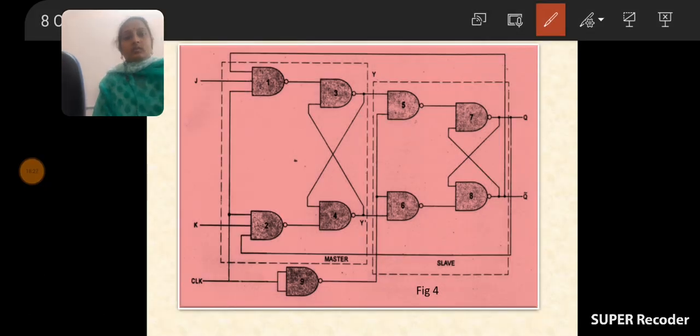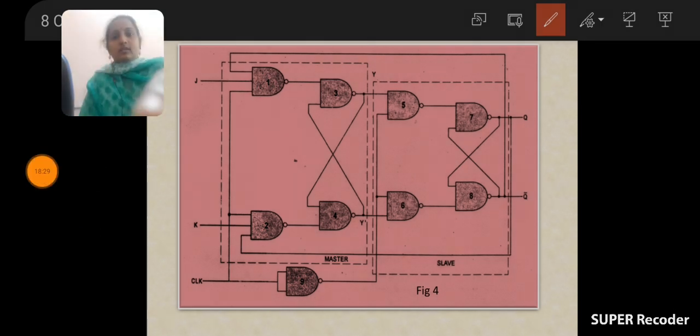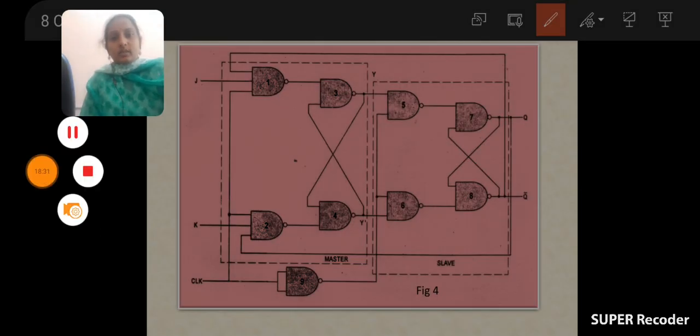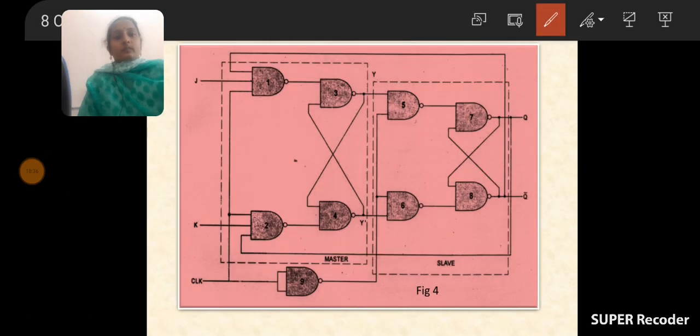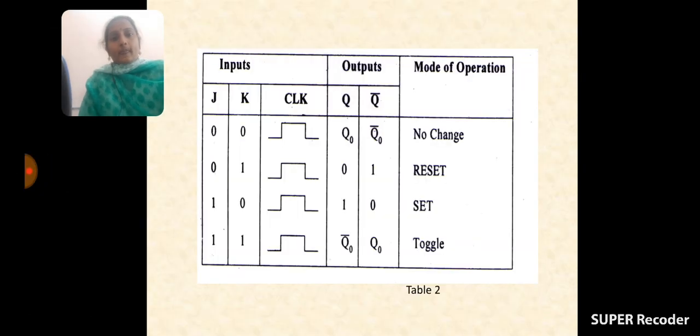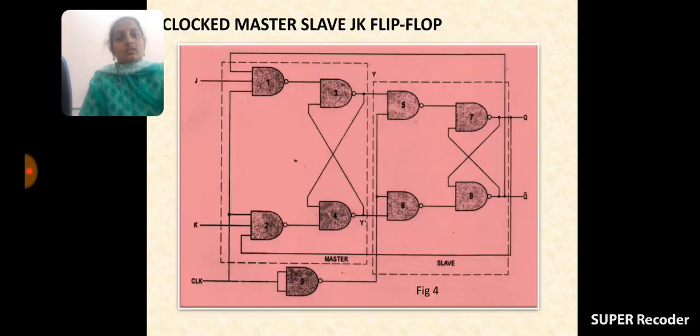Okay, so in this way the master slave flip-flop consists of 9 NAND gates. Coming to the truth table, when J is equal to 0 and K is equal to 0, again in JK flip-flop the no change condition occurs. If J is equal to 0 and K is equal to 1, Q is equal to 0, so that condition is called the reset condition.